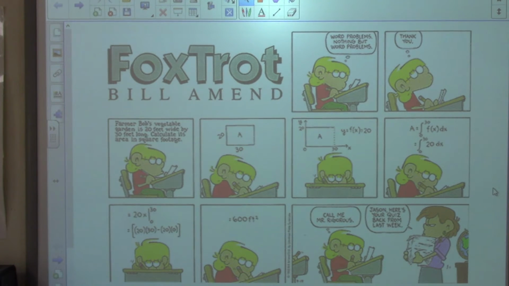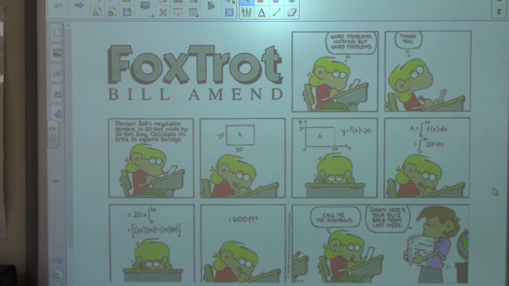This is a popular syndicated cartoon with a nerdy character, Jason. Has anybody seen that cartoon? Yeah, it's been some time ago. He gets a basic geometry problem: if the garden is 20 feet wide by 30 feet long, what is the area in square footage?